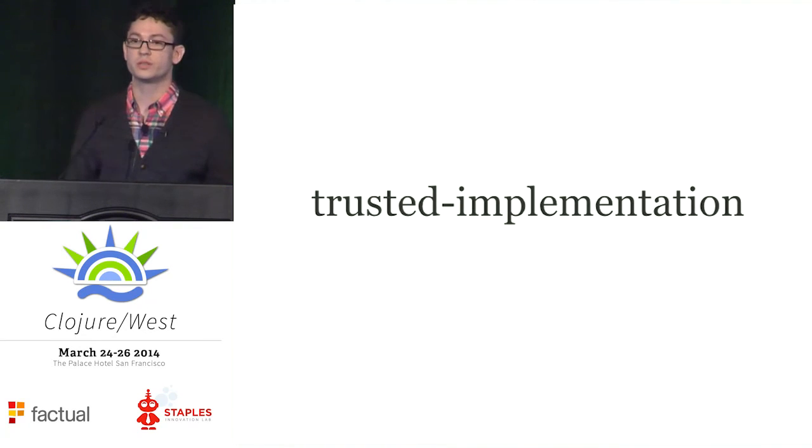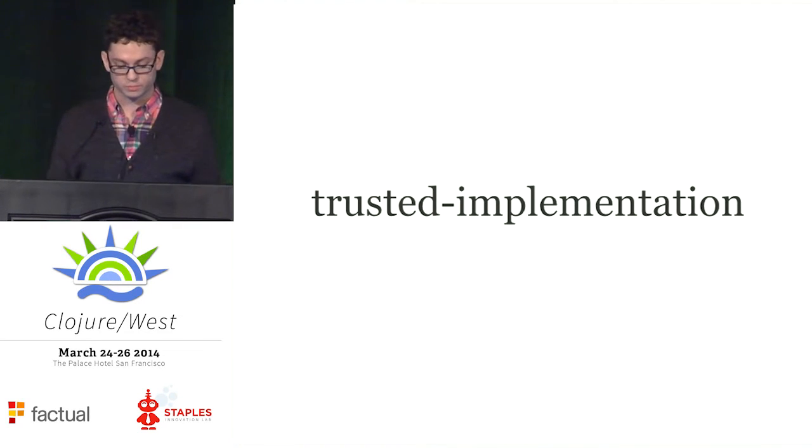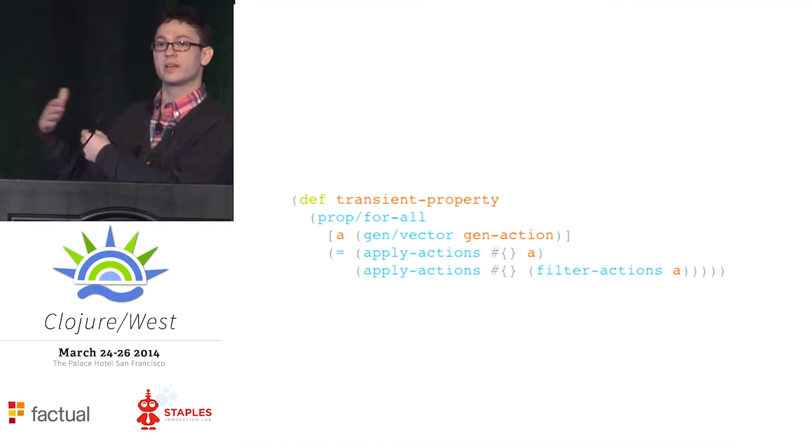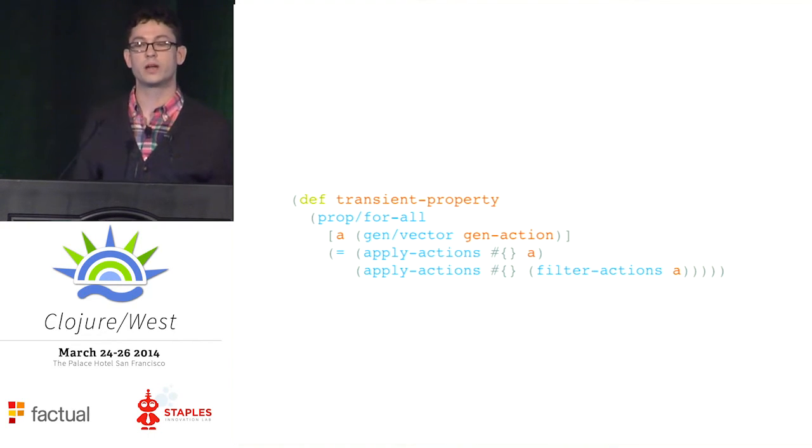Another example is using a trusted implementation. So let's go back to our example here. Transients are just a performance optimization, right? We should be able to test that transients work by applying the same set of actions to a regular persistent data structure and testing against that source of truth. And this is actually the same property that I showed in the beginning. So we're able to test the implementation of transients against the implementation of regular persistent sets and maps, et cetera.